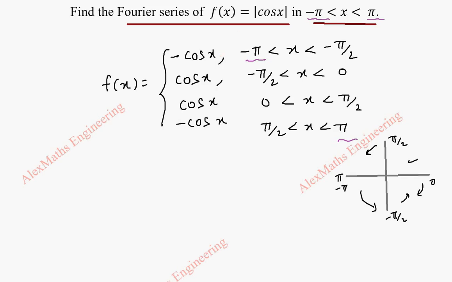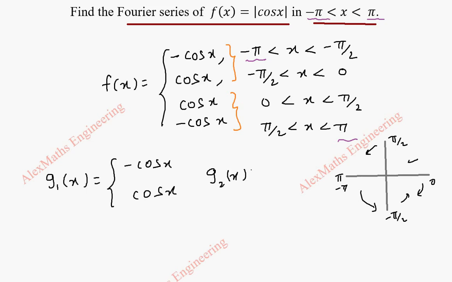Now let's take minus pi till 0 as one part and the other as a second part. Now g1 of x I am going to take, which is minus cos x and cos x. Similarly, g2 of x, the remaining two, I am going to take, which is cos x and minus cos x.